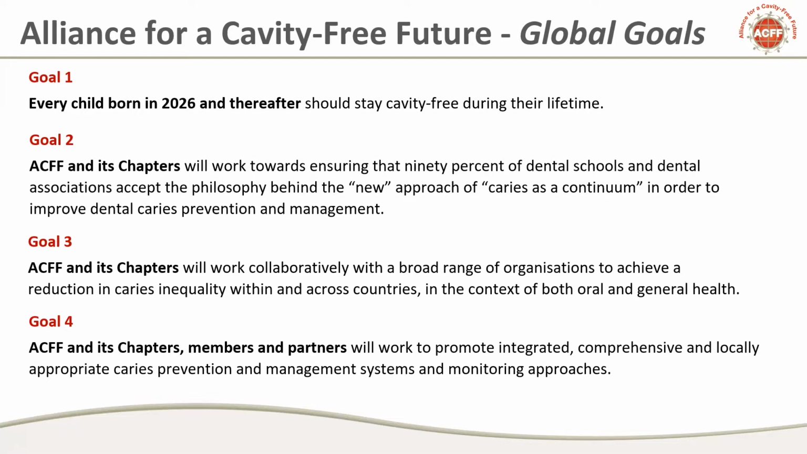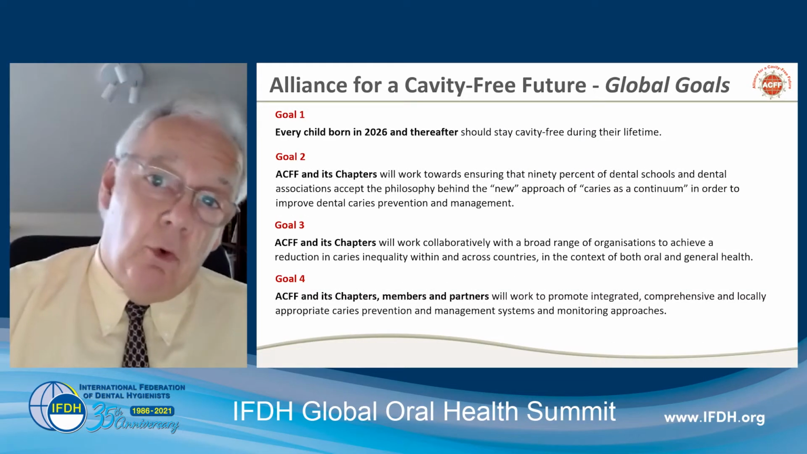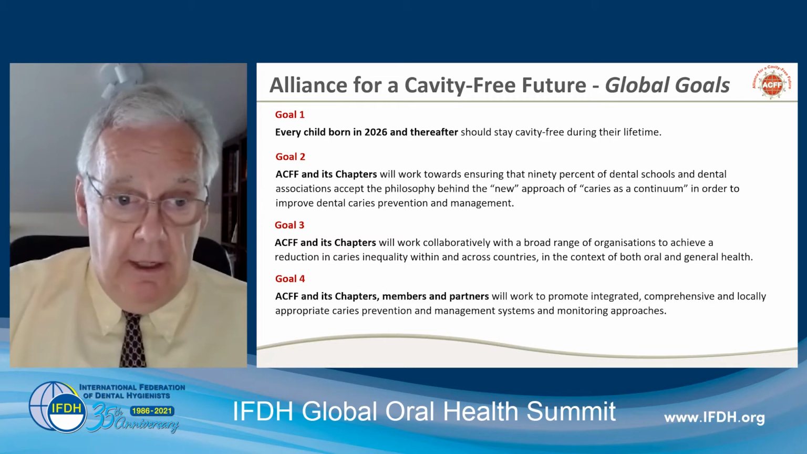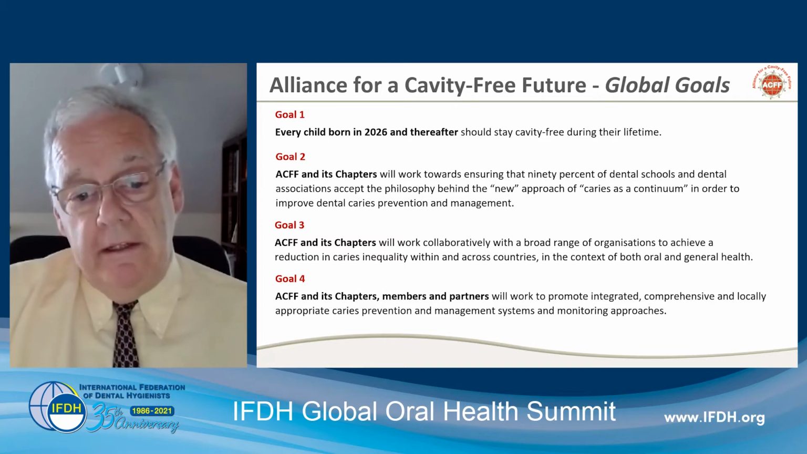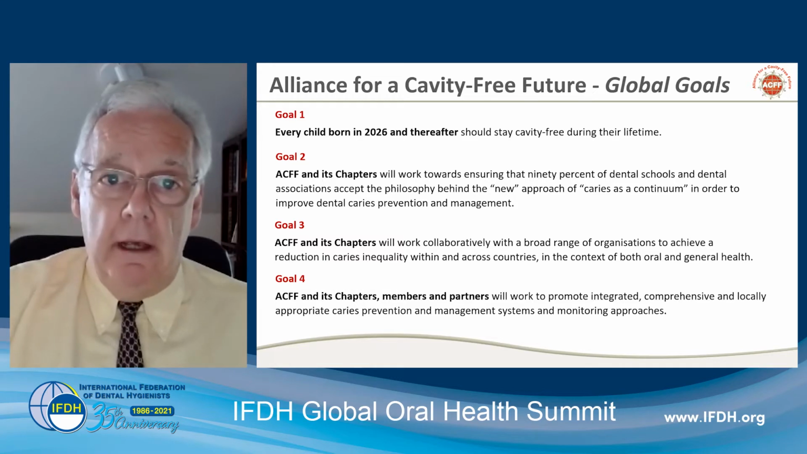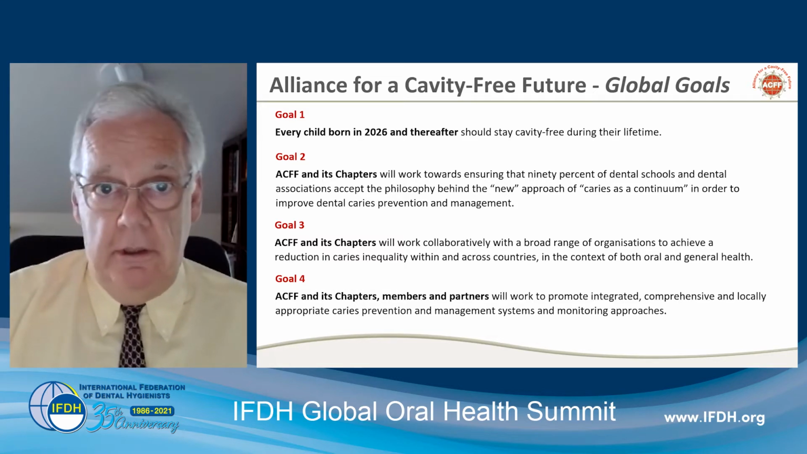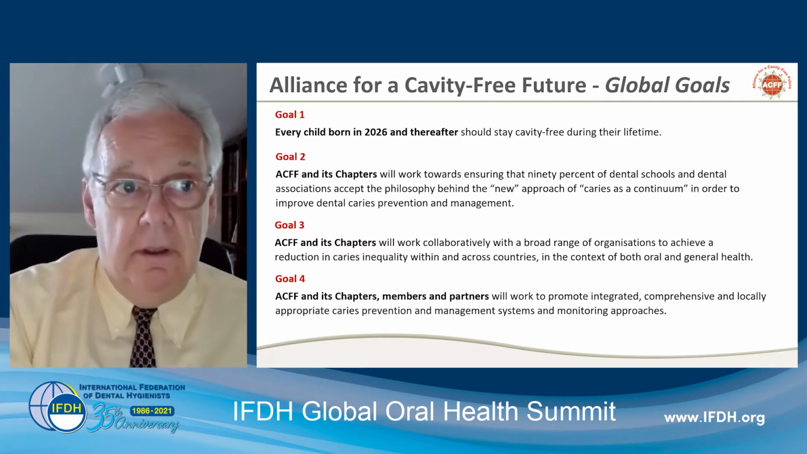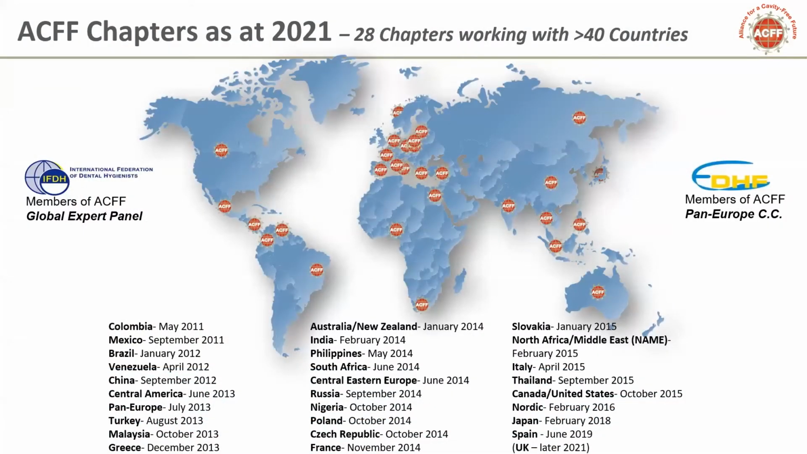Then the third goal is that the chapters and the Alliance, working collaboratively with a broad range of different organizations, achieve a reduction in caries inequality. And that's both within and across countries. And it's in the context of both oral and general health. And then lastly, we work to promote integrated, comprehensive, locally appropriate caries prevention and management. So that's what we are here for.